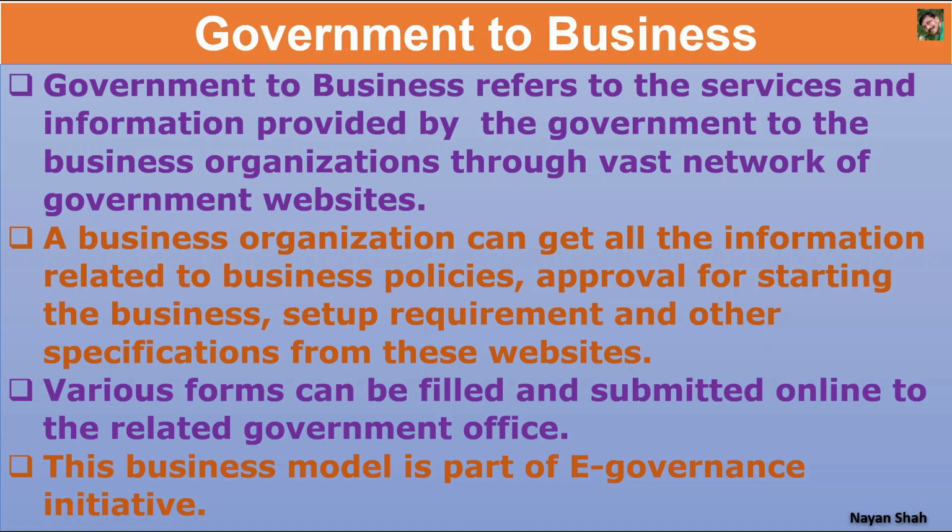So it becomes easy. They don't need to go to government offices to find out or to get the form. All the forms are available, so various forms can be filled, and they can even be submitted online to the related government office. This business model is a part of the e-governance initiative. It lessens the burden on business houses that want to start a new business, and they can get all the primary information and fill up all the approval forms online. So that becomes very easy for a business to start a new venture.